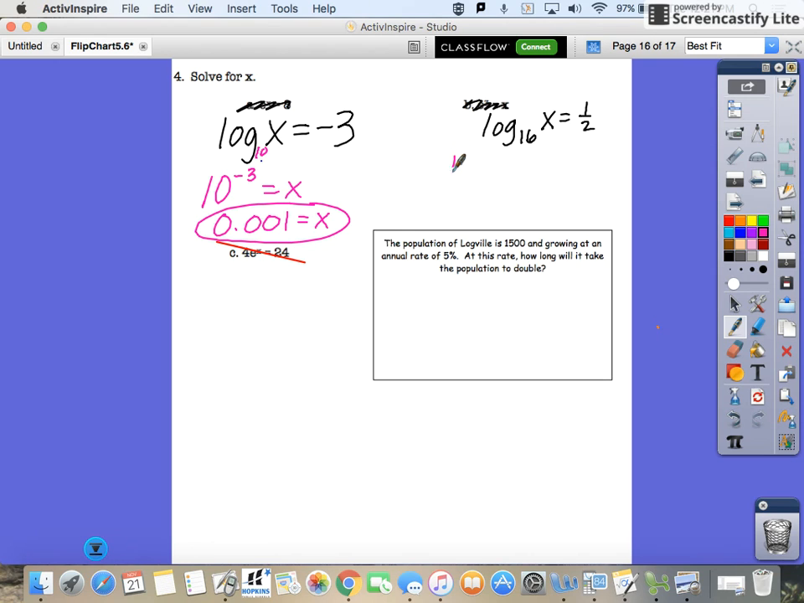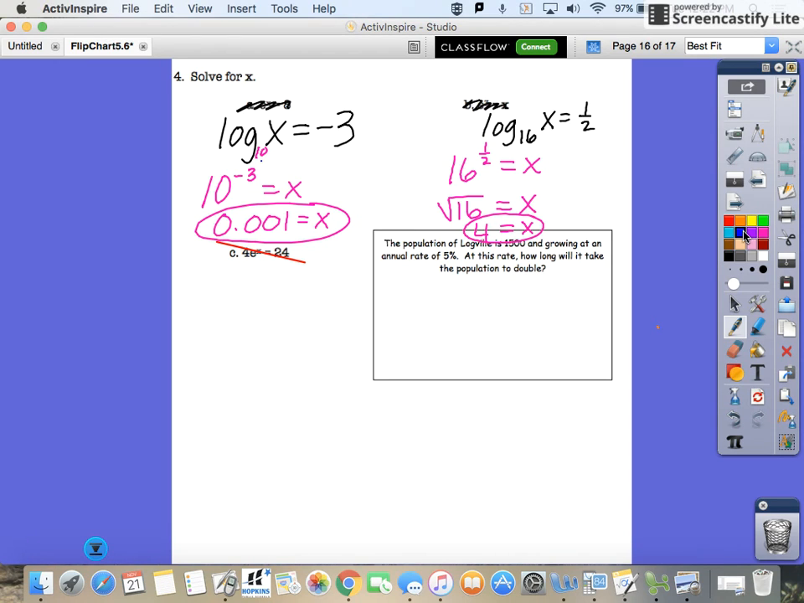This one's weird because it has that half power. People tend to panic, but it starts out the same way. You could type this into your calculator, 16 to the 0.5 power, but remember that's the same as the square root of 16 from the previous unit. So we know that x is 4.